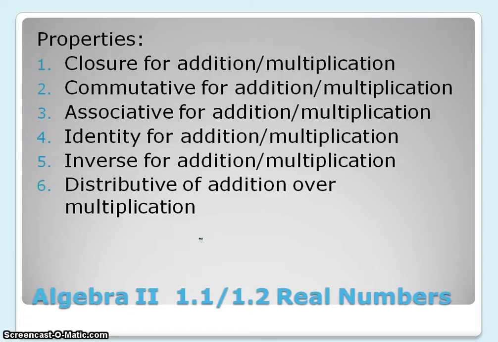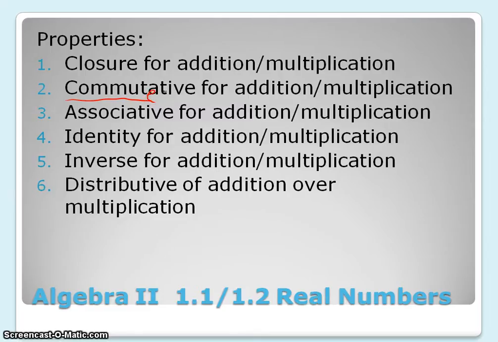Properties for real numbers. Closure for addition and multiplication pretty much just means if you add real numbers, you'll get a real number in the end. If you multiply real numbers, you'll get a real number in the end. Commutative property, that's where we can move: 1 plus 2 is the same thing as 2 plus 1, or 3 times 2 is the same thing as 2 times 3. So commutative, we can think of commuting.